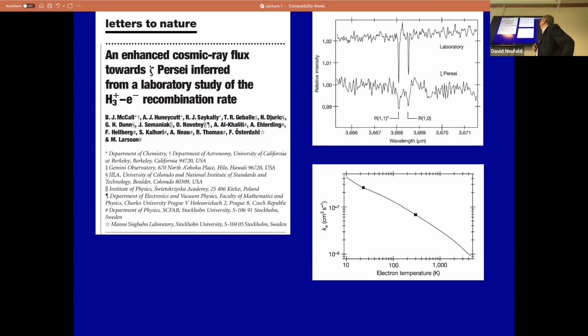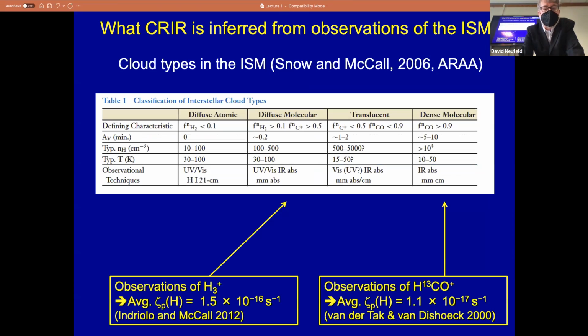And you really need to understand the physics very well. In particular, you'd need to know how quickly H3+ is destroyed in dissociative recombination in reactions with electrons. And this was measured in the lab by Ben McCall. And the conclusion then, combining this laboratory measurement, this was a Nature letter, with the observations and a model, was that the ionization rate along this sightline that he observed was something like 40 times what it is in diffuse clouds and 40 times what one would have expected. And that remains to this day a puzzle.